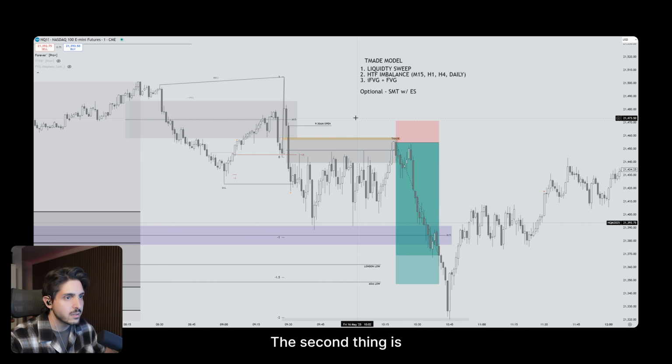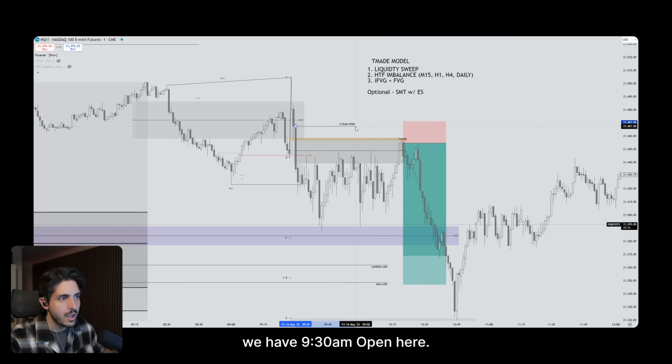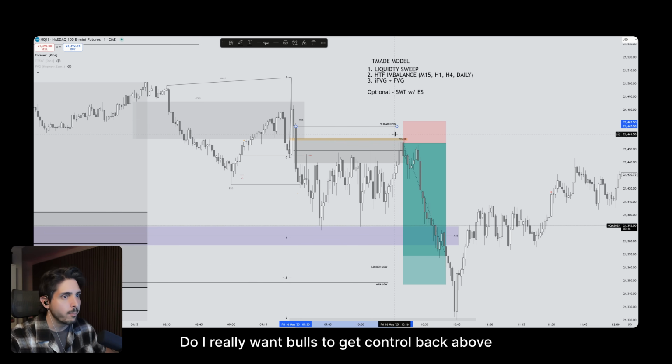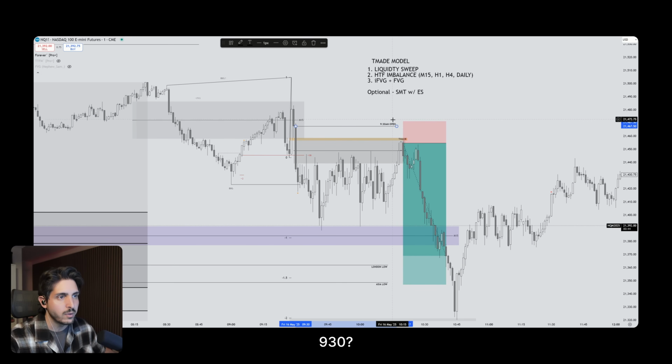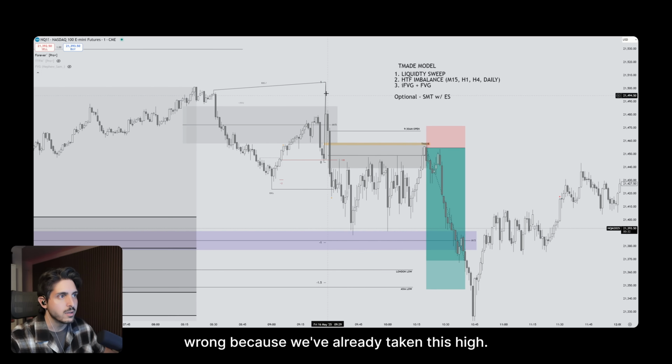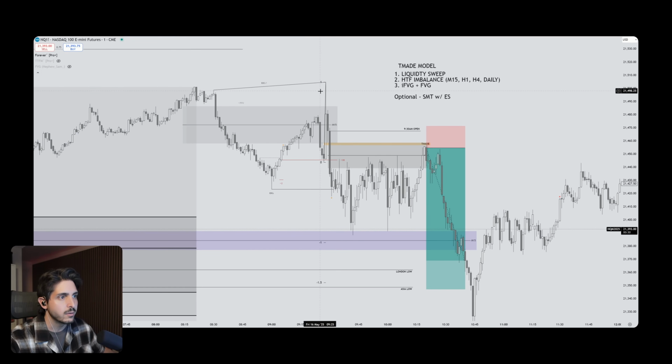The second thing is we have the 9:30 a.m. open here, right? If I'm bearish and price sold off before 9:30 or right at 9:30, right? Do I really want bulls to get control back above 9:30? No, I don't want to see that. That's extremely bullish, right? And also in my mind, there's no reason to come back up here unless I'm wrong because we've already taken this high, right?